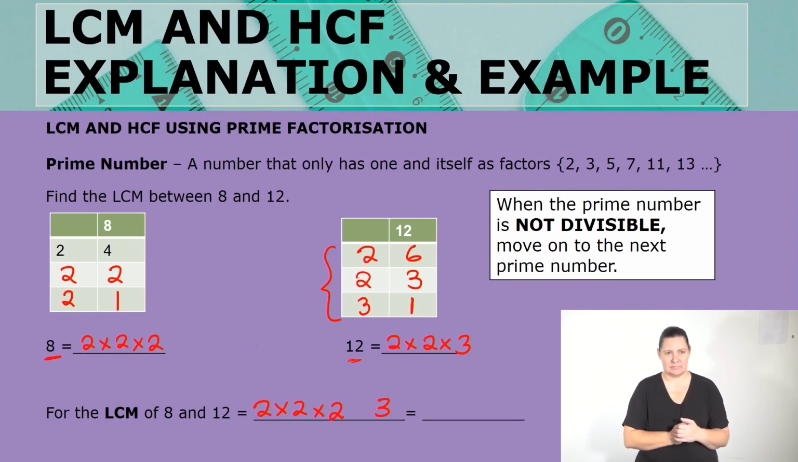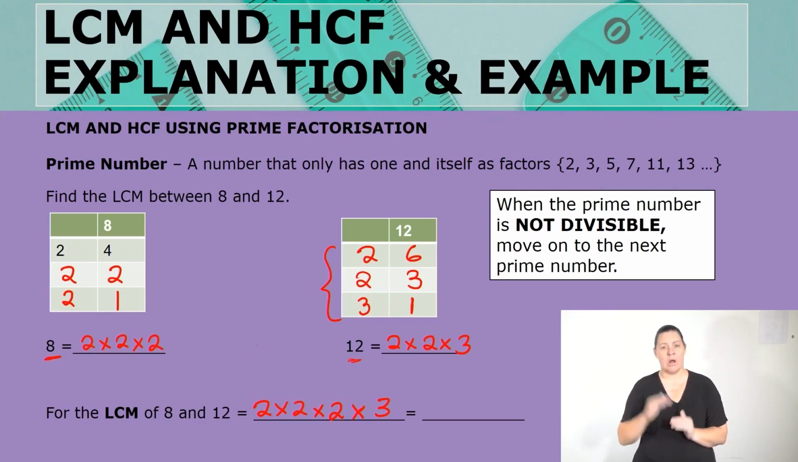And then I'm going to look at the 3. When I look over at the 8, 3 is not there as a factor. And when I look at the 12, 3 is there as a factor. And the highest frequency that it appears there is only once. So that means I am just going to multiply by 3, and only one 3.